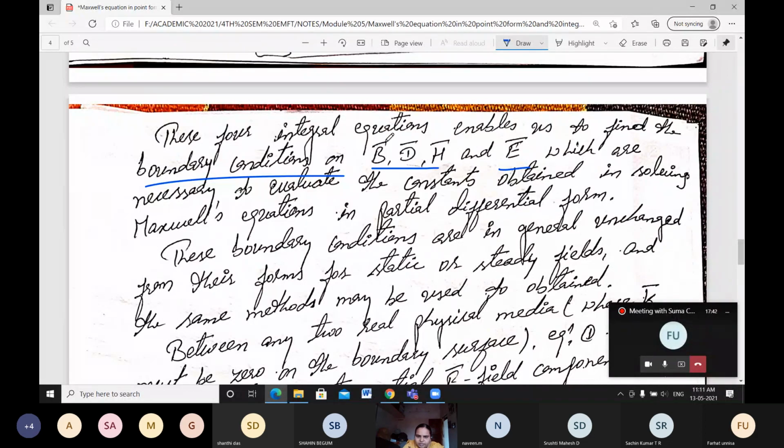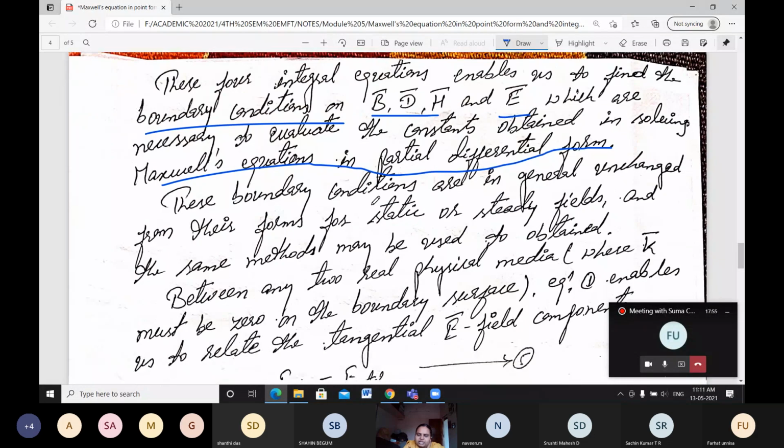These two are densities, magnetic flux density and electric flux density, which are necessary to evaluate the constants obtained in solving Maxwell's equations in partial differential form. And these boundary conditions are in general unchanged from their forms for the static and steady fields, and the same methods may be used to obtain the conditions.